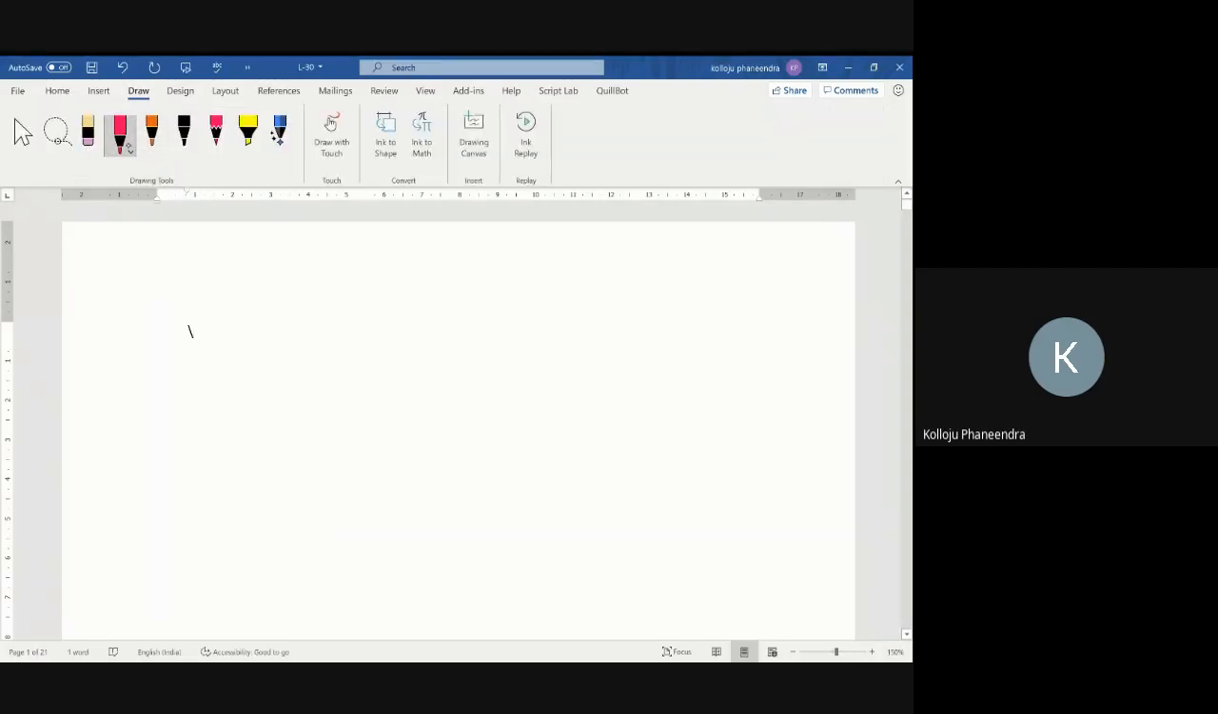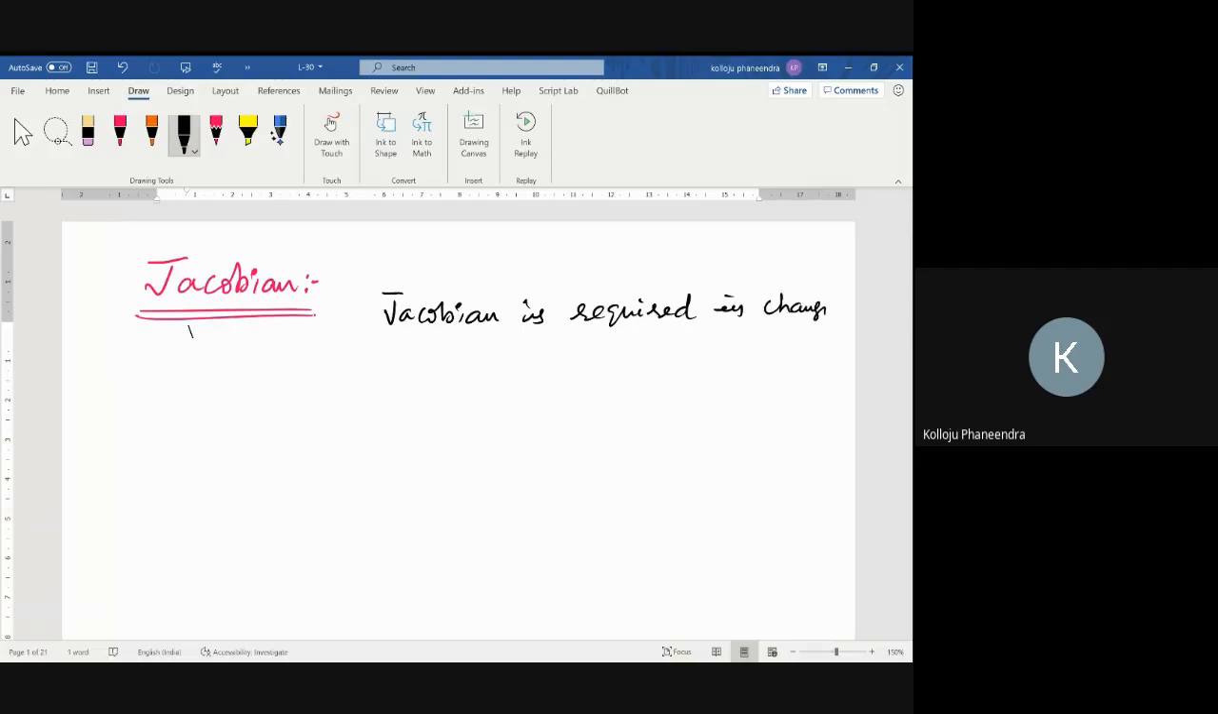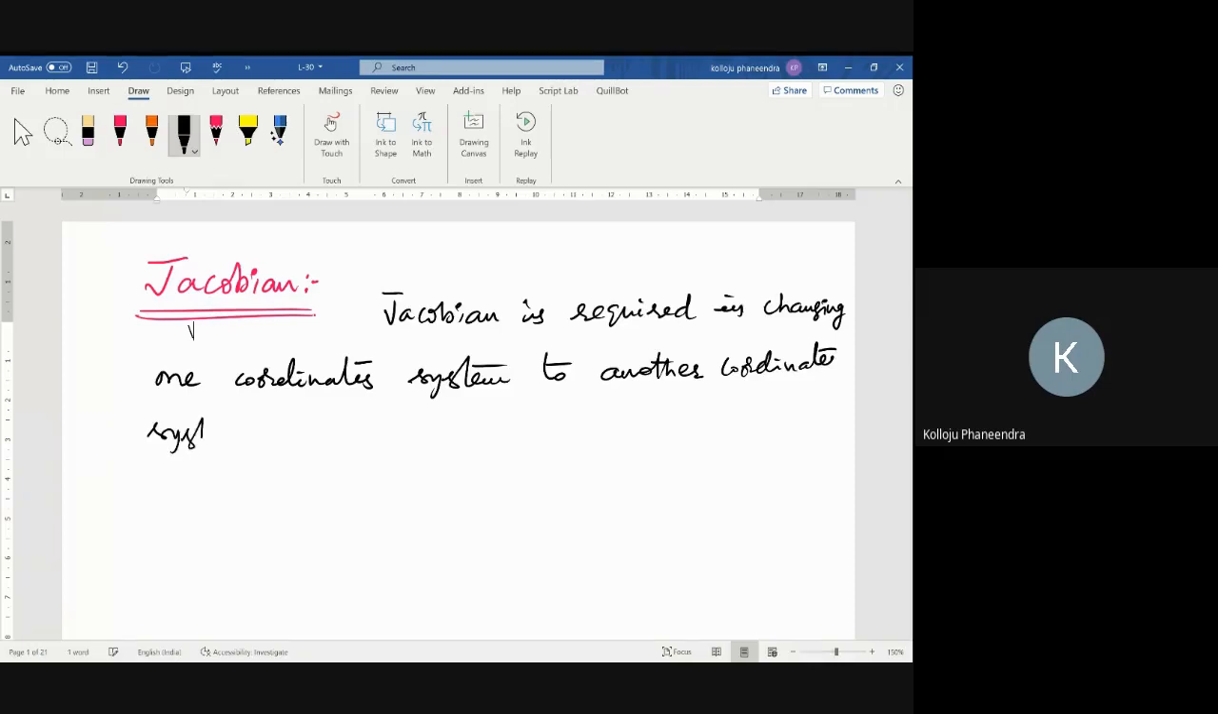Next topic, Jacobian. I already explained this Jacobian in beta gamma functions when I used the change of order of integration. The important point is that Jacobian is required in changing from one coordinate system to another coordinate system in multiple integrals. This is the use of Jacobian, and it is just a value.